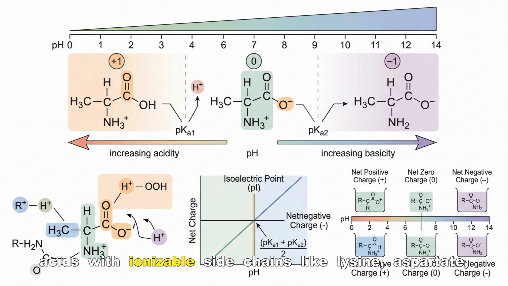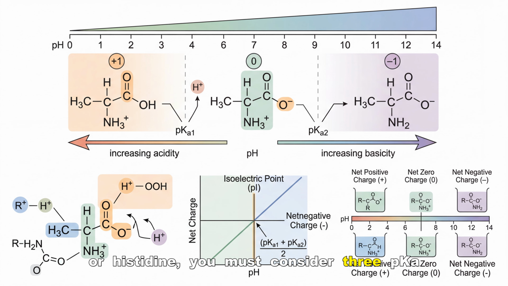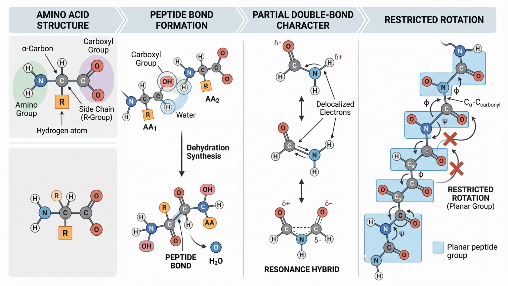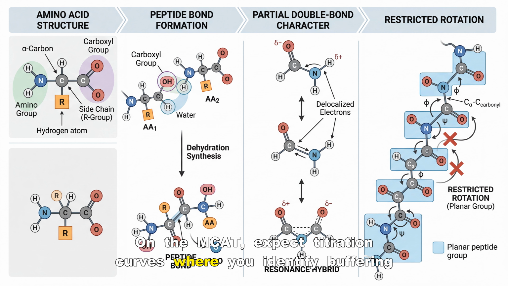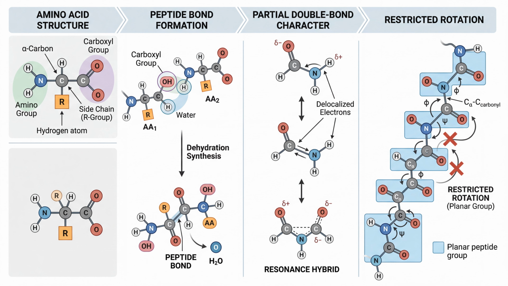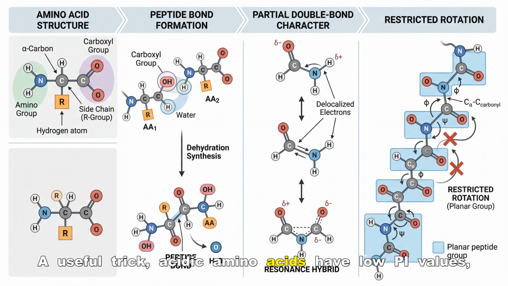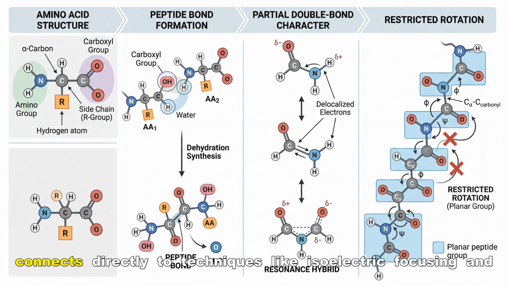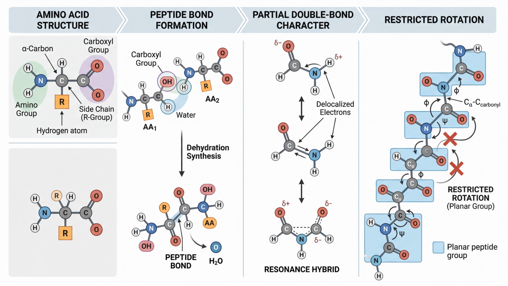For amino acids with ionizable side chains like lysine, aspartate, or histidine, you must consider 3 pKa values and identify which two surround the neutral species. On the MCAT, expect titration curves where you identify buffering regions or equivalence points, or calculate pI quickly. A useful trick: acidic amino acids have low pI values. Basic ones have high pI values. This concept connects directly to techniques like isoelectric focusing and electrophoresis, where molecules separate based on charge differences that arise from pH relative to pI.